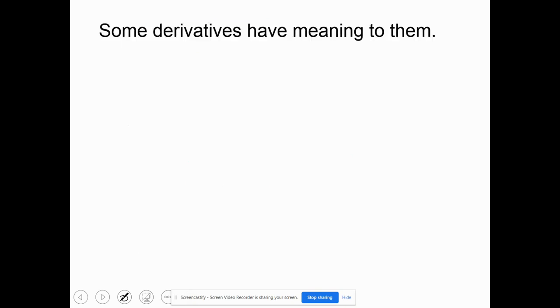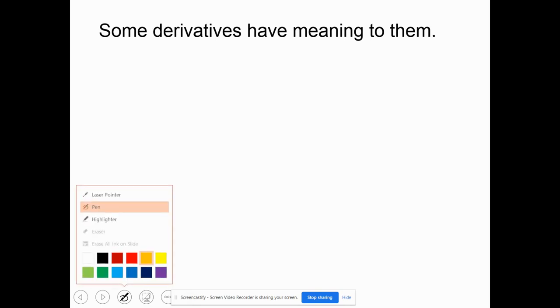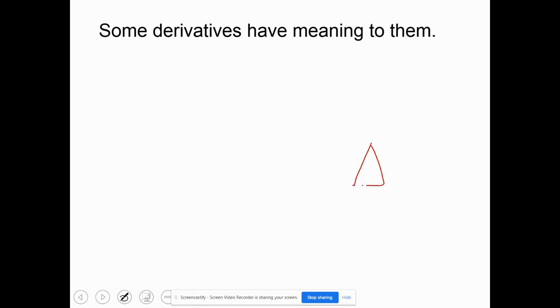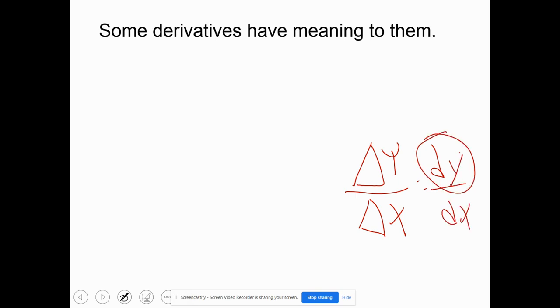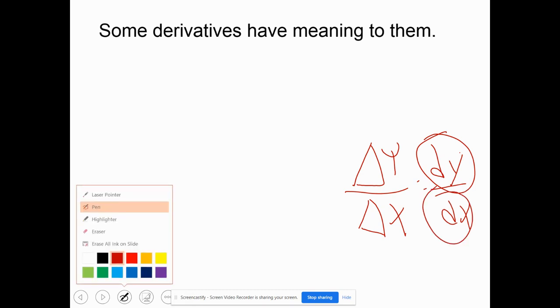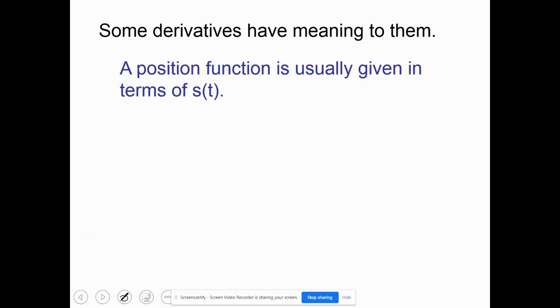Okay, so let's give some meanings to derivatives, because if you're finding the derivative, which is the slope, we know the slope is the rise over the run, the change of y over the change of x, although this is instantaneous, so it's really dy over dx. We should ask ourselves, what does the y mean and what does the x mean? One of the easiest types of functions I work with is a position function. Most position functions are going to be given to you in terms of s of t.